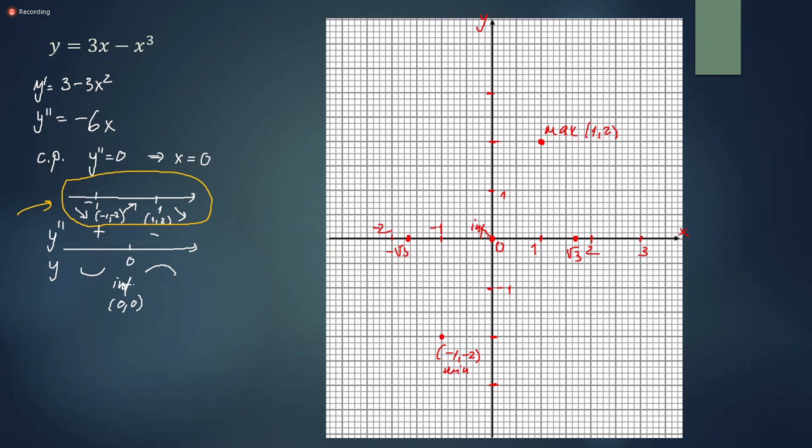Now, let's see. The function decreases, being concave up until it reaches the minimum point. Then it starts increasing till the inflection point, still staying concave up. Now, after the inflection, it goes on increasing. See, that's why I was putting these two diagrams together. It goes on increasing, but now it becomes concave down.